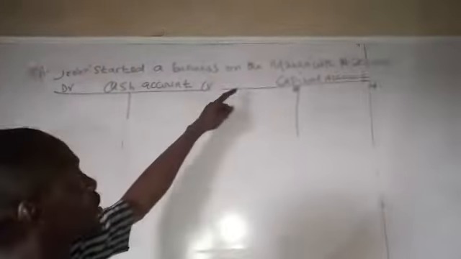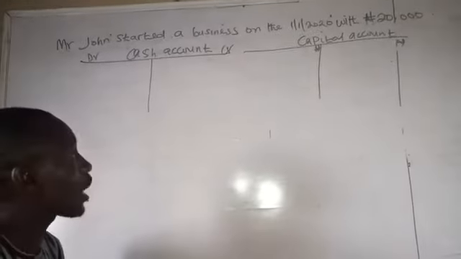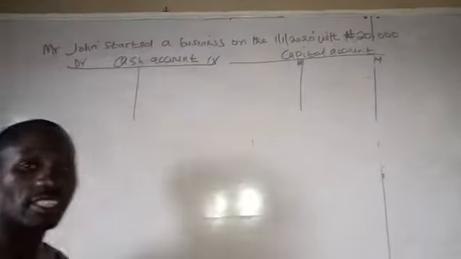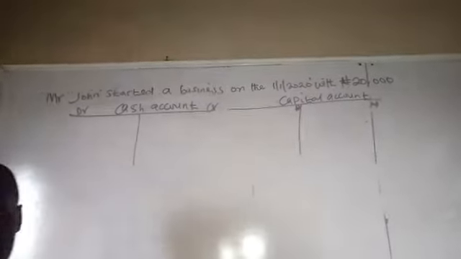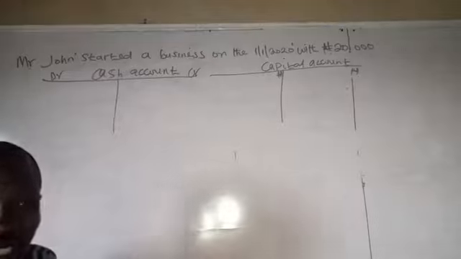Like I said, Mr. John started a business on the 1st of January 2020 with 20,000 naira cash. And the two accounts to be maintained are just the cash account and the capital account. The next step is to identify which of these two ledger accounts will be debited and which will be credited. It's as if Mr. John started business with 20,000 naira cash. Mr. John has 20,000 naira in his hand.